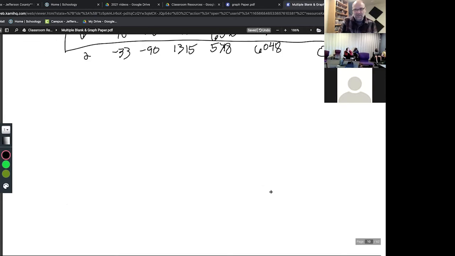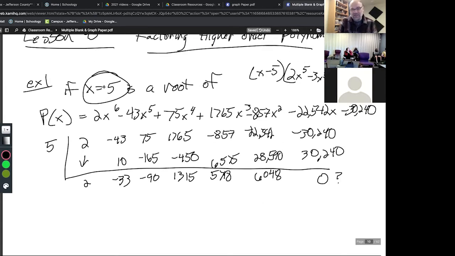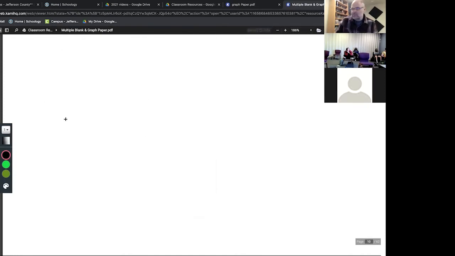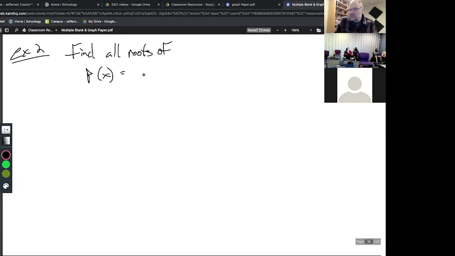They gave you one to try. What if you don't have anything to try? Here's our example 2, which is going to take forever if we do it fully, but we're not going to do it fully. We're just going to find all the roots of this polynomial. P of x equals x to the 5th plus 4x to the 4th minus 10x squared minus x plus 6.